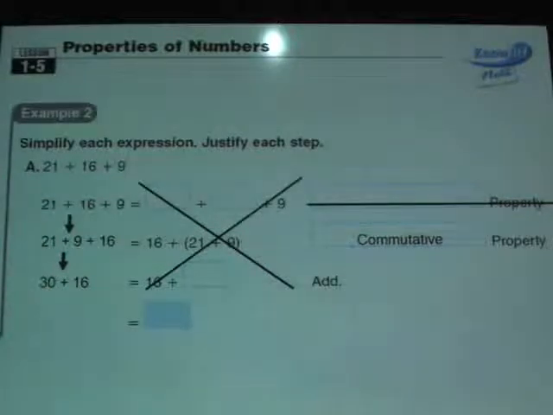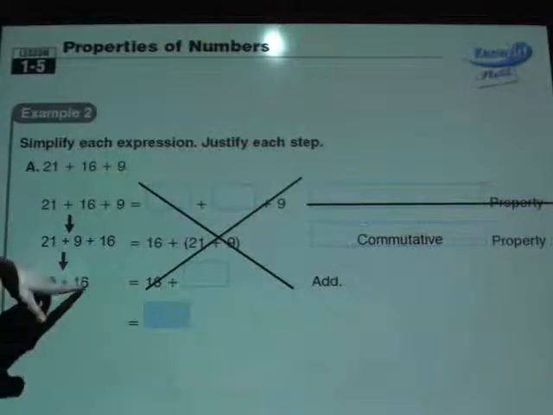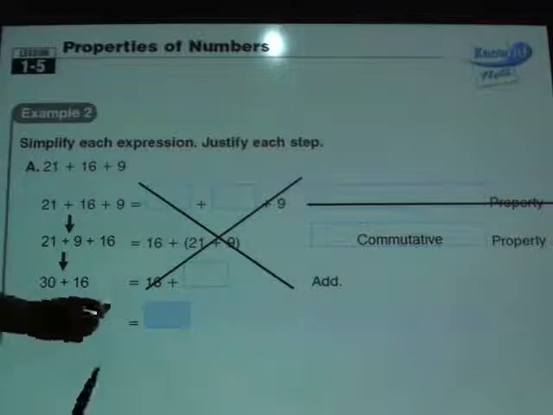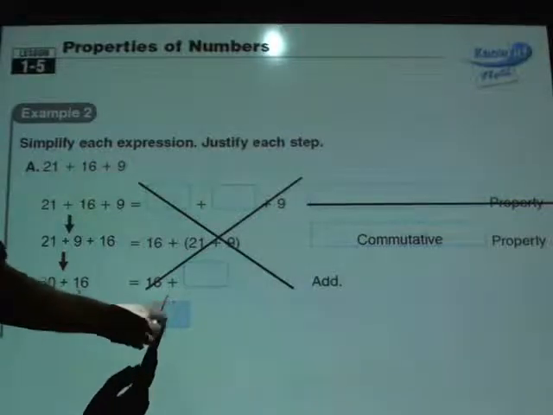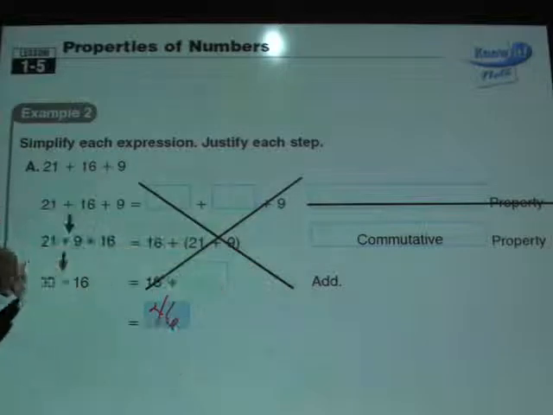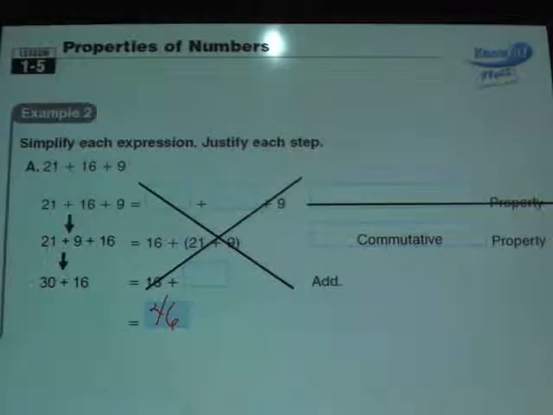Anytime we can make a number that ends in 0, chances are it's going to be something that's easier to work with. And indeed, 30 plus 16 is a much simpler problem here. 30 plus 16 goes together to make 46. Final answer. Notice here they've justified this step by simply saying adding. We didn't use one of the properties here. We just added up the numbers because there was really nothing else to do.